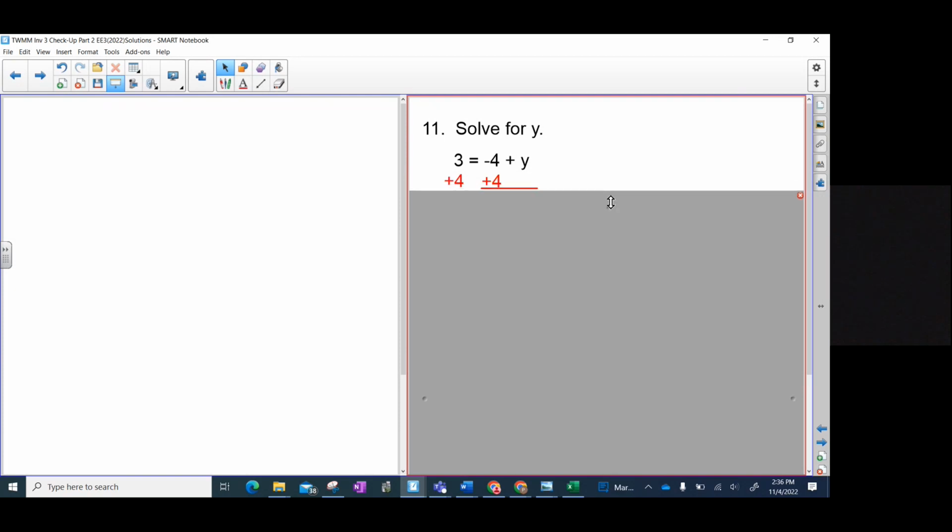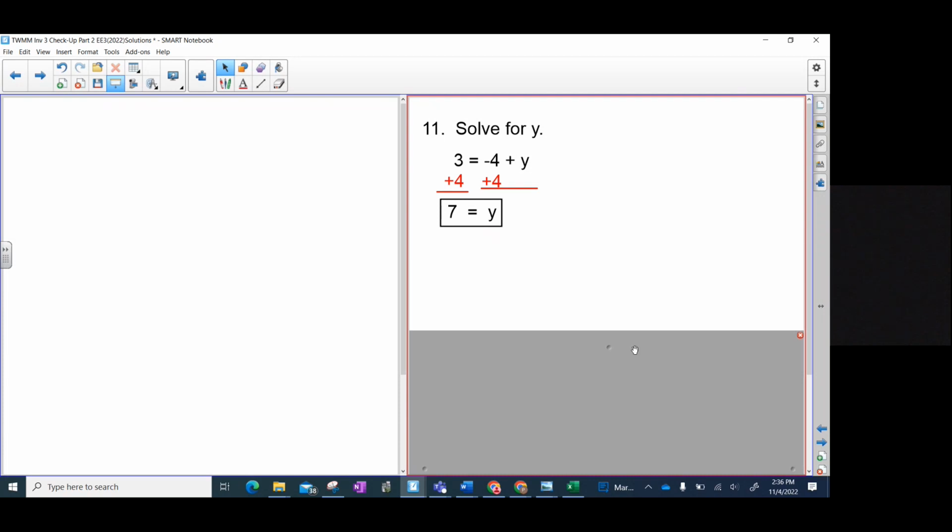For number 11, you have 3 is equal to -4 plus y. First thing you need to do is add 4 to both sides, right? We need to get rid of that -4. You add 4 to both sides, you end up with 7 is equal to y. Showing that one-step equation.